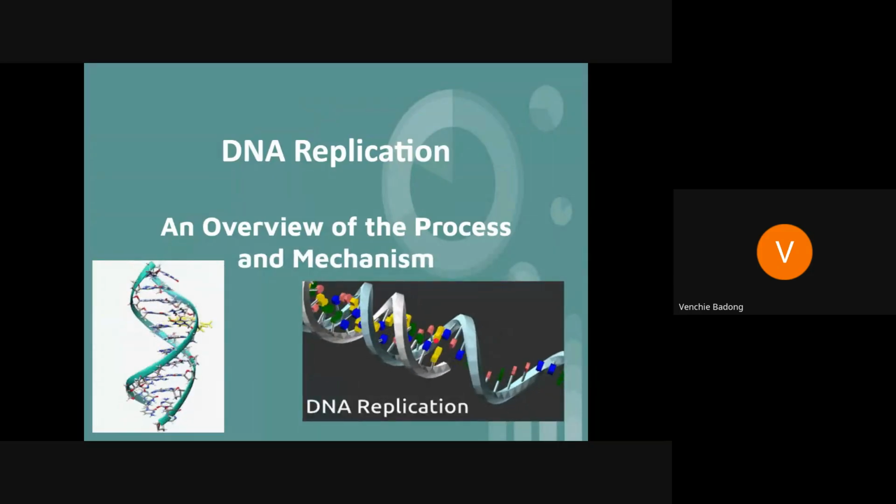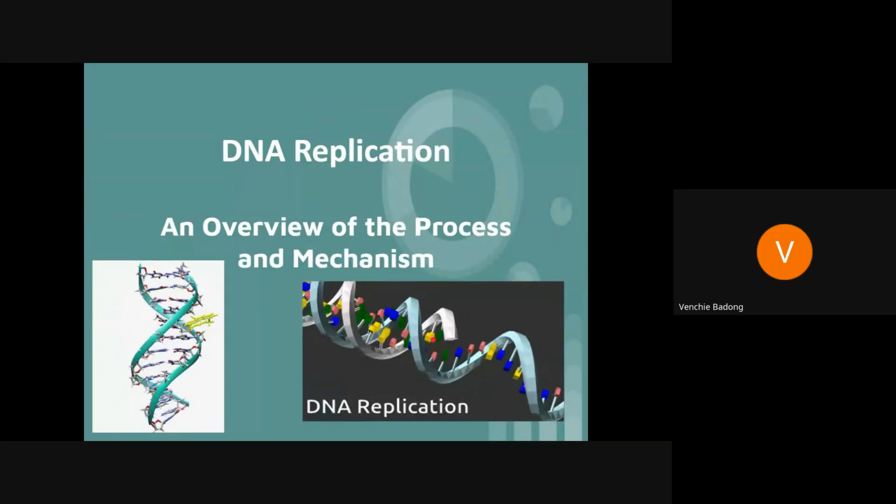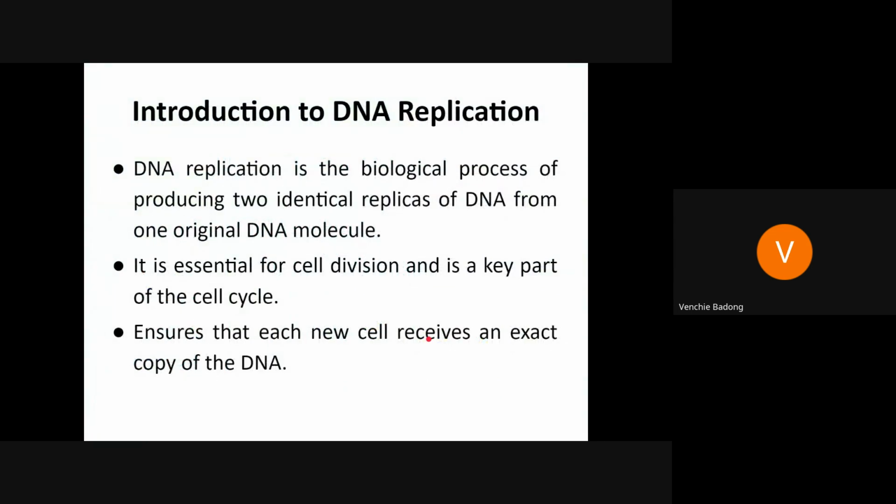Okay, so good afternoon. We will be talking now about DNA replication. This is the overview of the process and its mechanism. DNA replication is the biological process of producing two identical replicas of DNA from one original DNA molecule. It is essential for cell division and it is a key part of the cell cycle. Right after DNA replication, it ensures that each new cell receives an exact copy of the DNA.